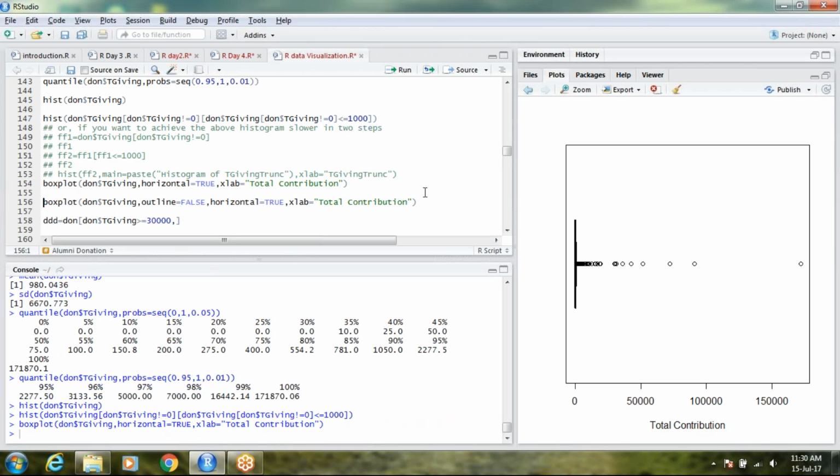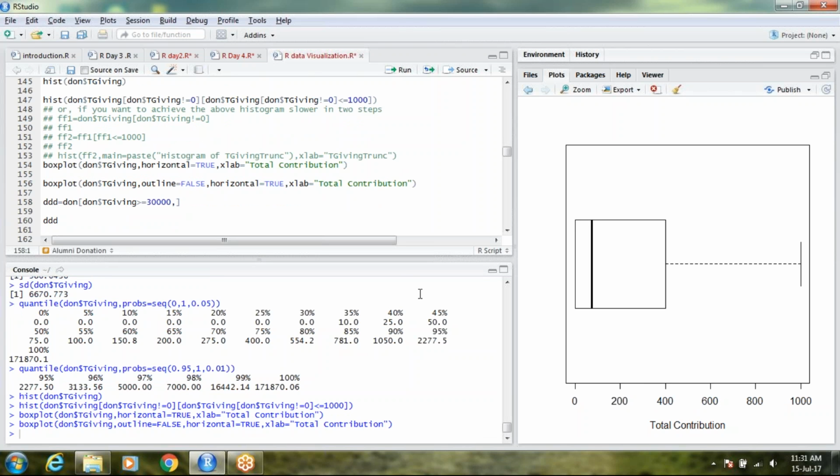So let me make it on a relative scale. For that I'm setting outline equal to false. Let's see what happens. So only on a relative scale. So this is how it looks, only considering 0 to 1,000.